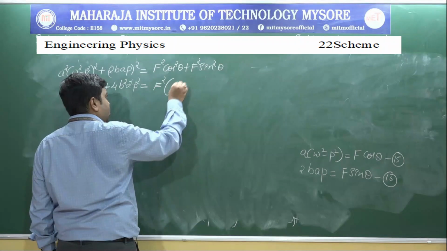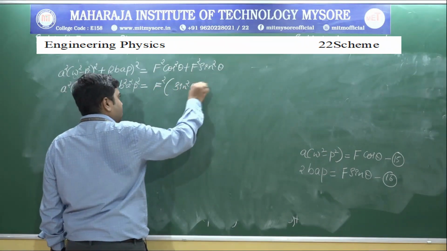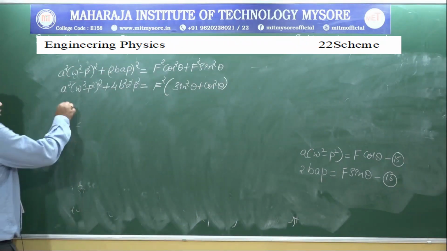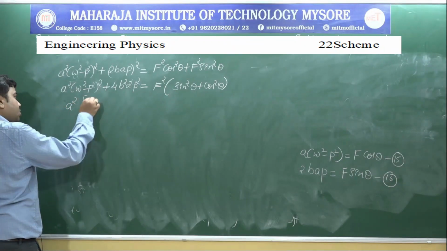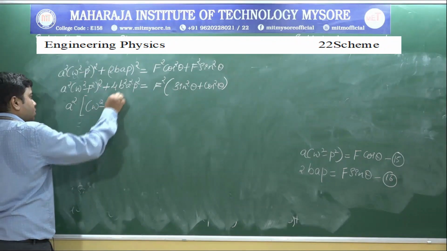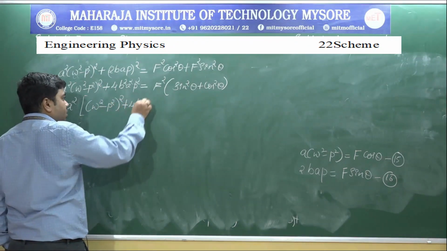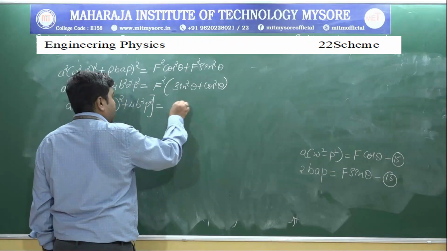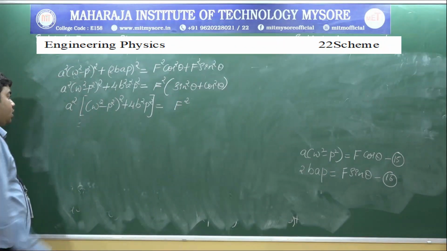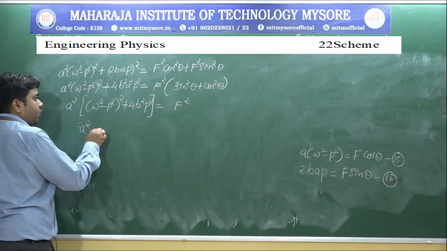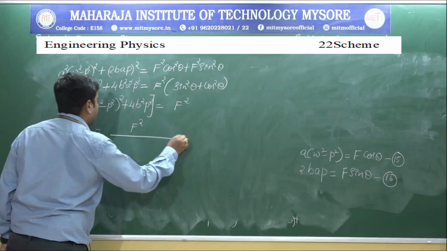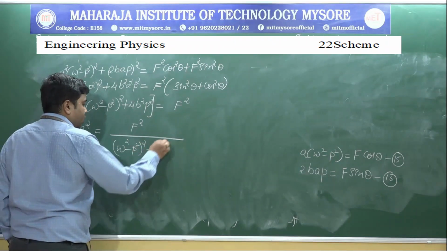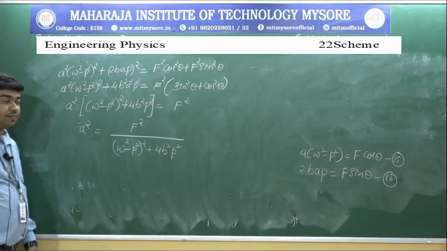We'll write (sin²θ + cos²θ). Now again I will remove the common term here. The common term is A². So this becomes A²[(ω² − p²)² + 4b²p²] is equal to F²(sin²θ + cos²θ). We know that sin²θ + cos²θ is 1. So we are left with F². Or we can write A² is equal to F² divided by (ω² − p²)² + 4b²p².